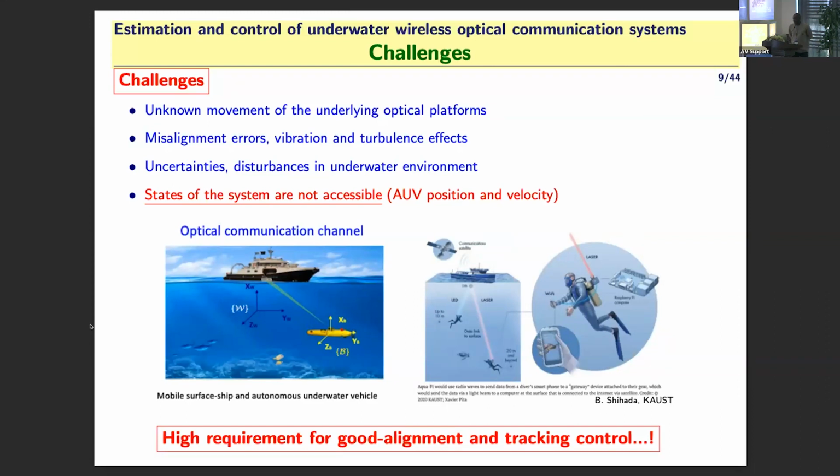One of the challenges in underwater optical wireless communication is the unknown movement of the underlying optical platforms, and some misalignment error, vibration and turbulence effects, and some uncertainties and disturbance in the underwater environment. Also, for control purposes, we need to get the state variables that we need to control, and the states of the system are not accessible, for example the position and velocity. So there is a high requirement for good alignment and tracking control.